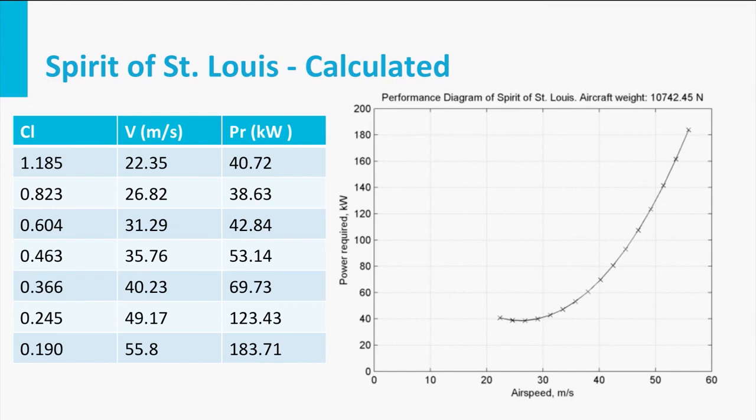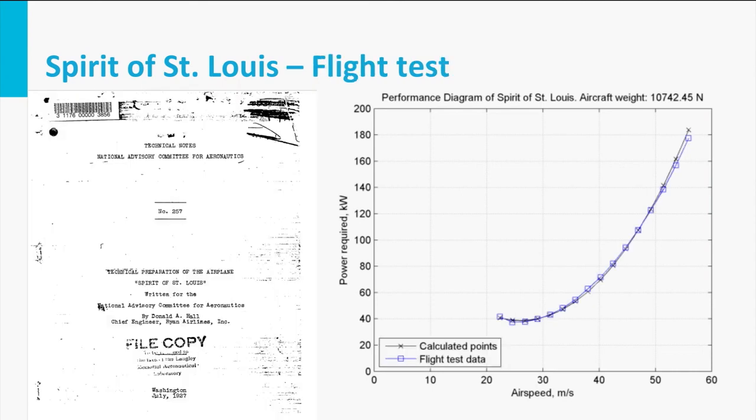Now, the predecessor of NASA published the actual performance diagram of this aircraft based on obtained flight test data back in 1927 already. And as you can see, there are two lines now in the graph. It closely matches the results we calculated. So the line of flight test data and the calculated points are actually on top of each other. Now that is very nice, isn't it?